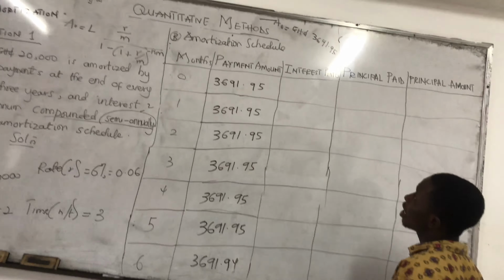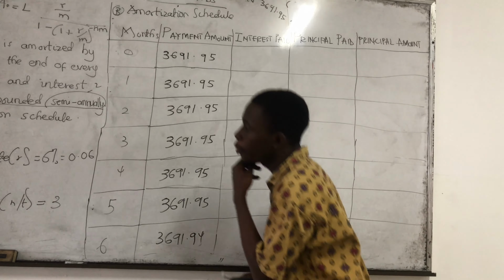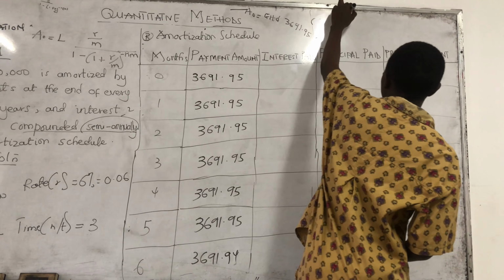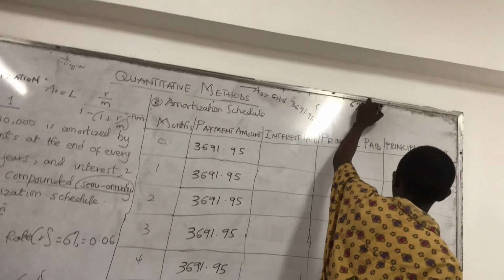Now, how do we get the interest paid? The rate given to us in the question was 6%. So 6%, 0.06.